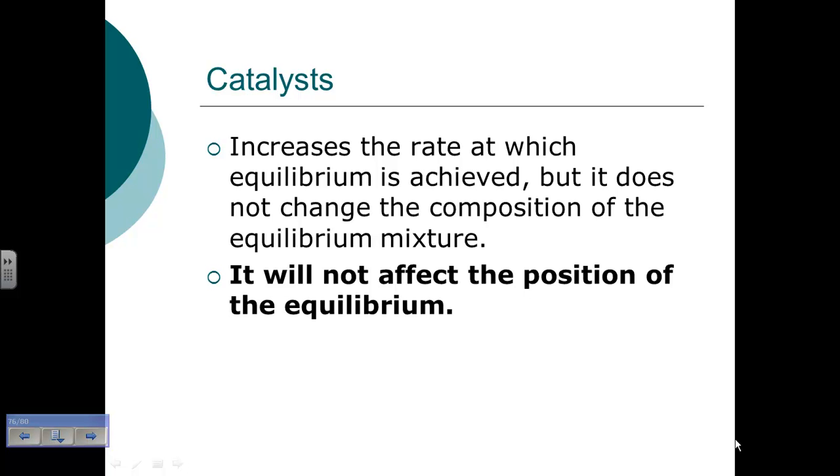So if you see something that says, adding a catalyst to an equilibrium, how will that cause it to shift? And your answer is, no effect. Just as if they had said, adding some inert gas, how would that cause the equilibrium to shift? And you'd say, no effect. So catalysts do not affect the equilibrium.